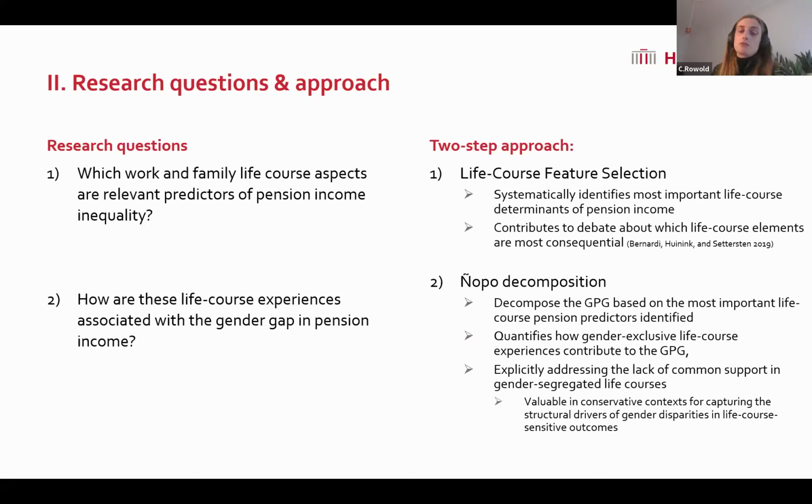The one is that it allows, in combination with the life course feature selection, to quantify the role of gender-exclusive life course experiences. And secondly, it addresses a shortcoming of other decompositions, that is the lack of common support, so basically the lack of a counterfactual in both groups. And I argue that this is particularly important for life course research because we know that these are often segregated by groups and especially by gender in conservative country contexts.